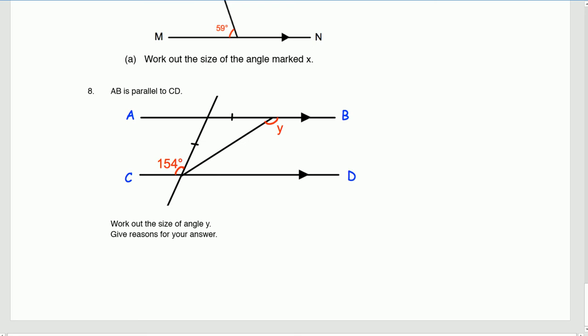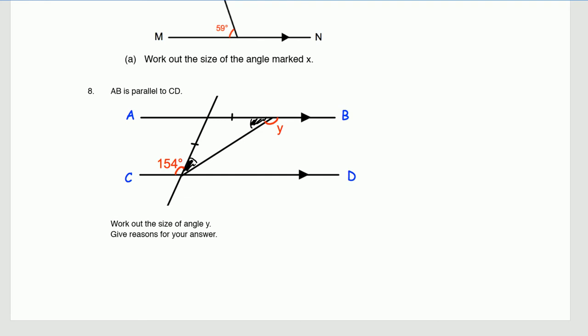Here's our final question. AB is parallel to CD, so once again I can use my parallel line rules. I can also see two sides that have been marked as being the same as each other, which makes this triangle in the middle here an isosceles triangle. And I'm just going to note before I begin that these two angles are the same as each other.